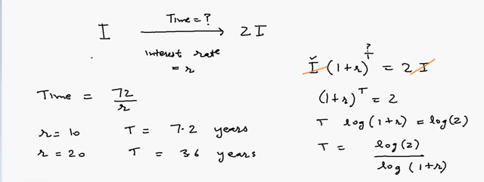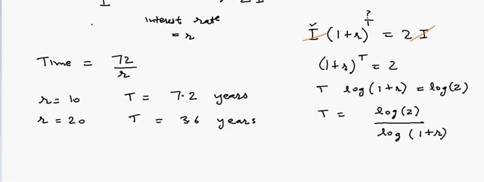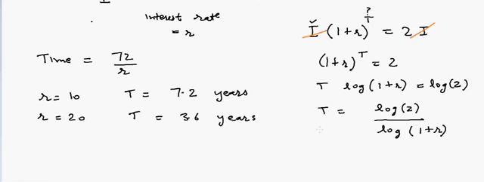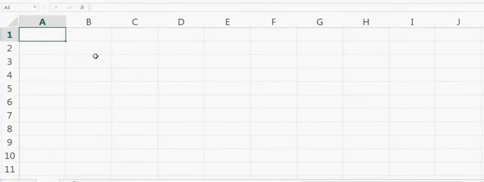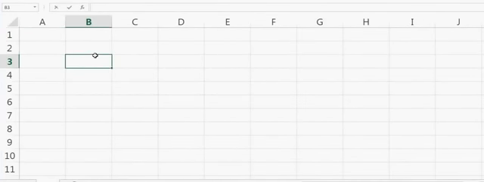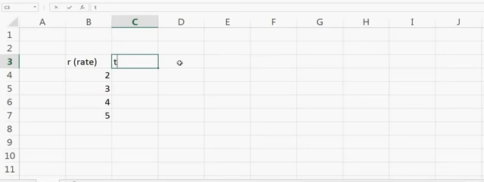So now if I go to Excel and try to solve this equation, let me go to Excel. Suppose we have R, and we start with 2, 3, 4, 5. So this is the rate of interest, right, and then we have time.